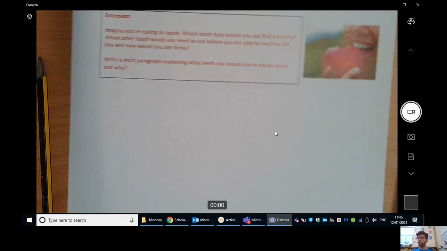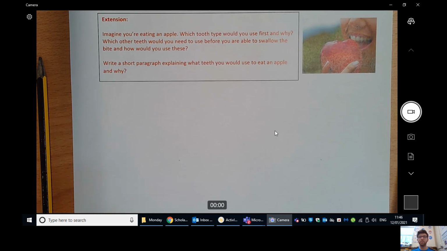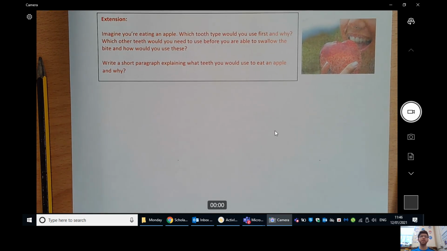So I will let you crack on with your extension. Remember, you don't need to do this. This is only if you want to, if you would want to sort of push yourself and feel like you could answer this question really well. And we'll go through maybe an answer together afterwards. Okay, off you go.